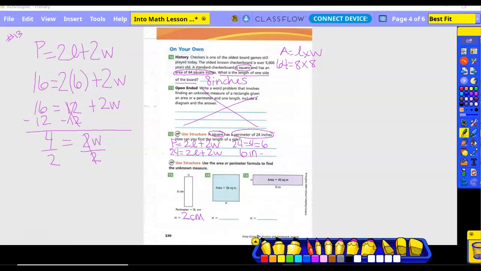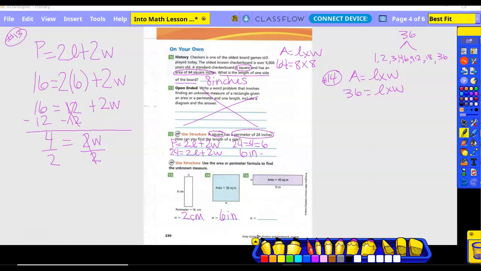And then we needed to get 2W by itself. So we subtracted 12. What we did to one side, we did to the other. We were left with 4 equals 2W. And then we needed to get W by itself. So with that being multiplication, we divided by 2 on both sides and got W to equal 2.